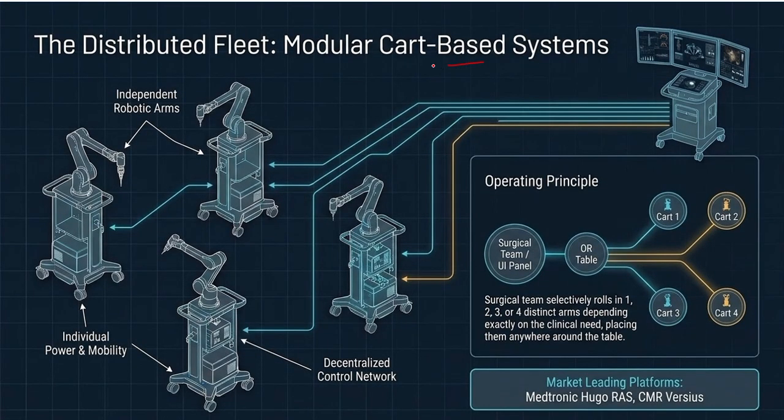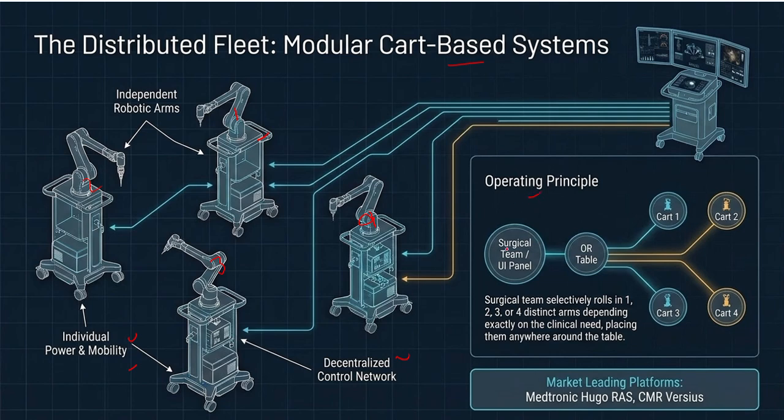So robotic surgical systems are currently divided into two architectures. So this one is the second one. All the robotic arms, one, two, three and four, are distributed. It is not attached to a single unit. Independent robotic arm carts will be there, with individual power and mobility. You have to supply individual power to all the arm carts, and there is a decentralized control network. So what is the operating principle of this one?